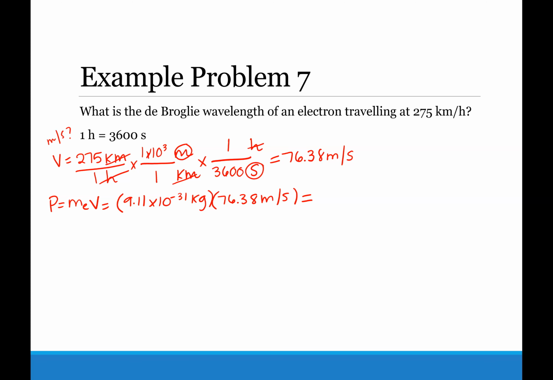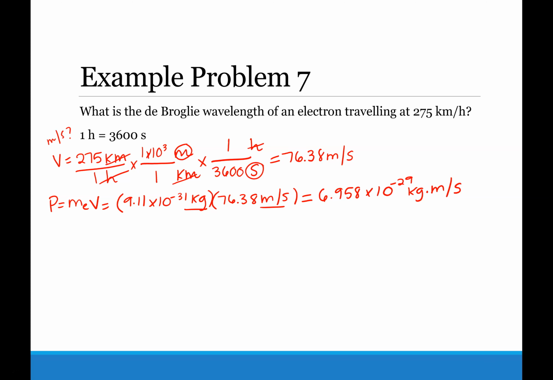minus 31 is a very small number with a lot of zeros. And so when you multiply the mass of an electron times the velocity that we calculated, you get a particle momentum of 6.958 times 10 to the minus 29 kilograms meters per second.